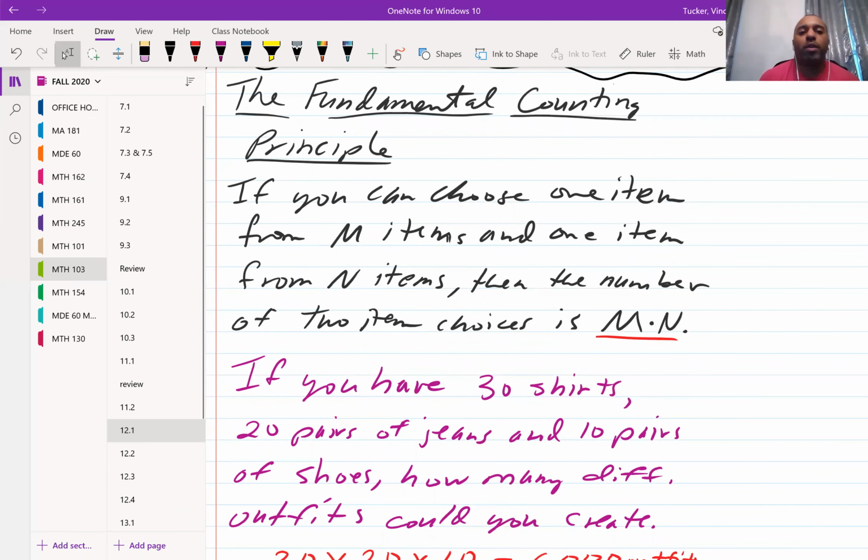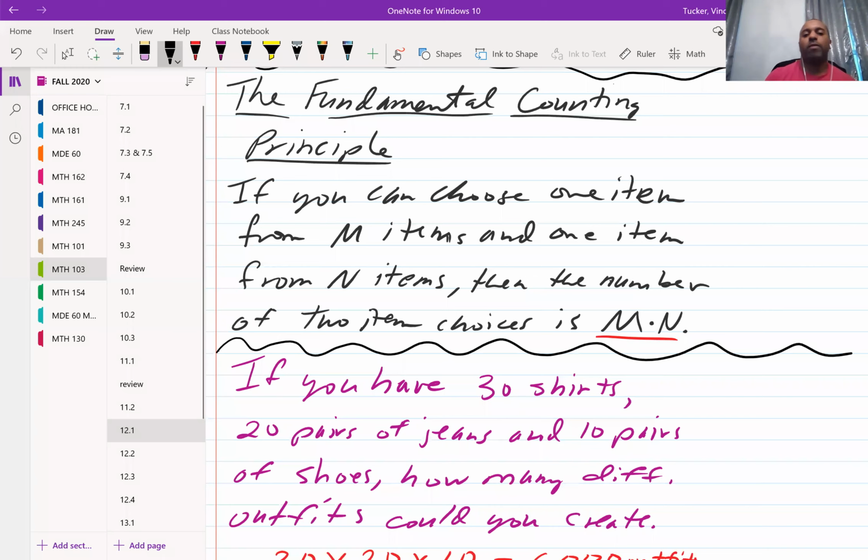So now we're looking at the fundamental counting principle. It states if you can choose one item from m items and one item from n items, the number of two-item choices is m times n. So let's write that down before we look at an example.